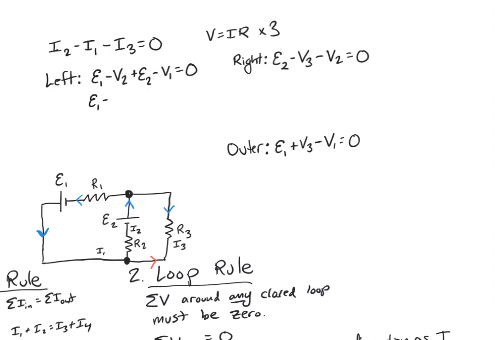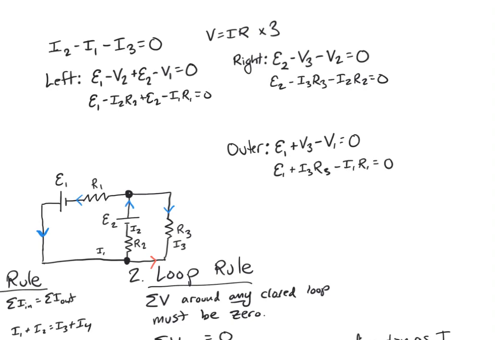So V2 is simply equal to I2 times R2, and this is EMF2, and this is minus I1 R1 equals 0. And I can do the same thing over here. So this is EMF2 minus I3 R3 minus I2 R2 equals 0. And I can do the same thing over here for my outer one, EMF1 plus I3 R3 minus I1 R1 is equal to 0.